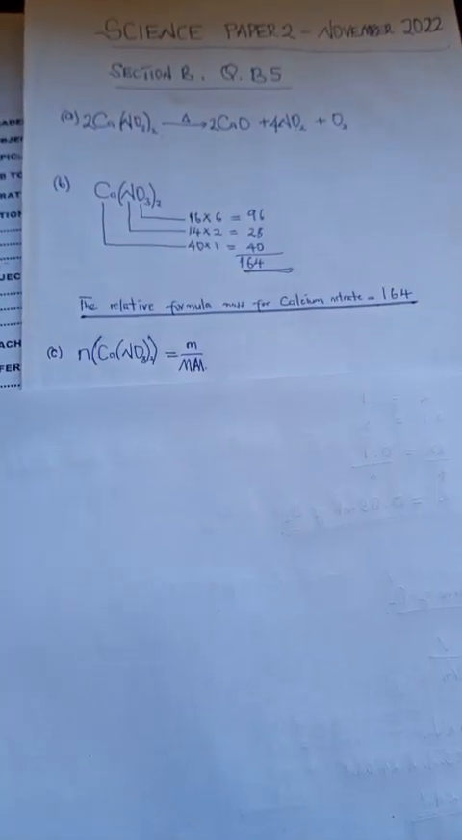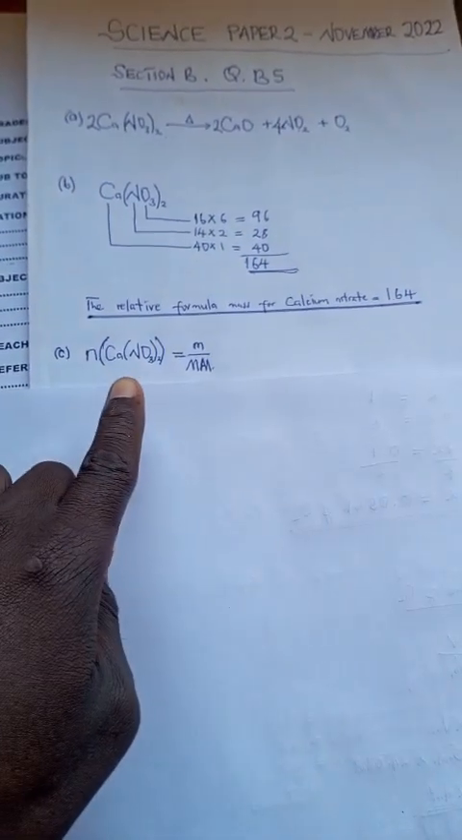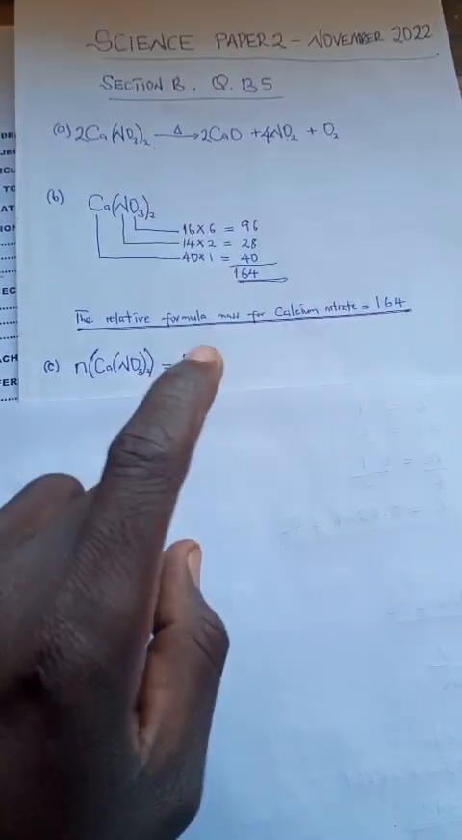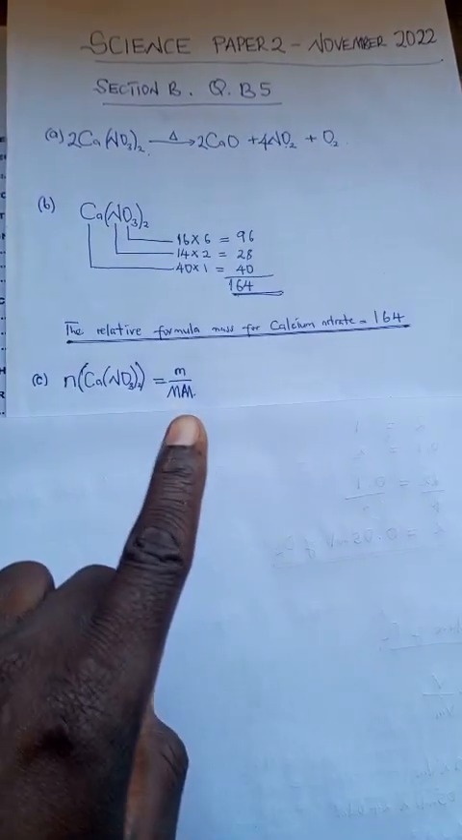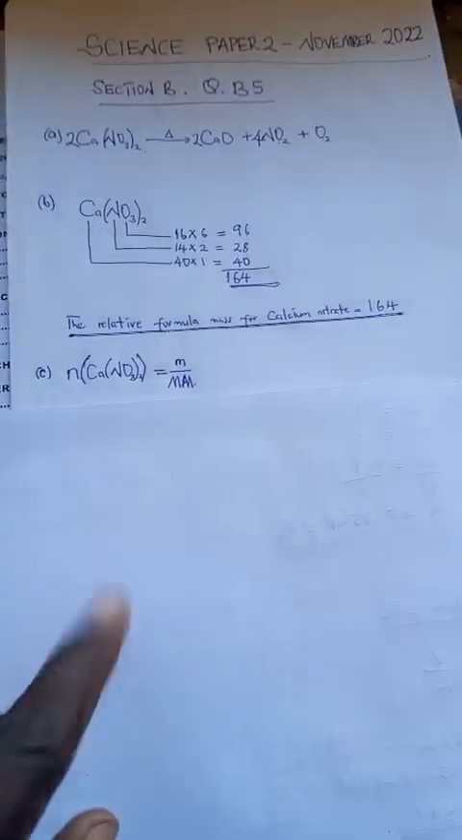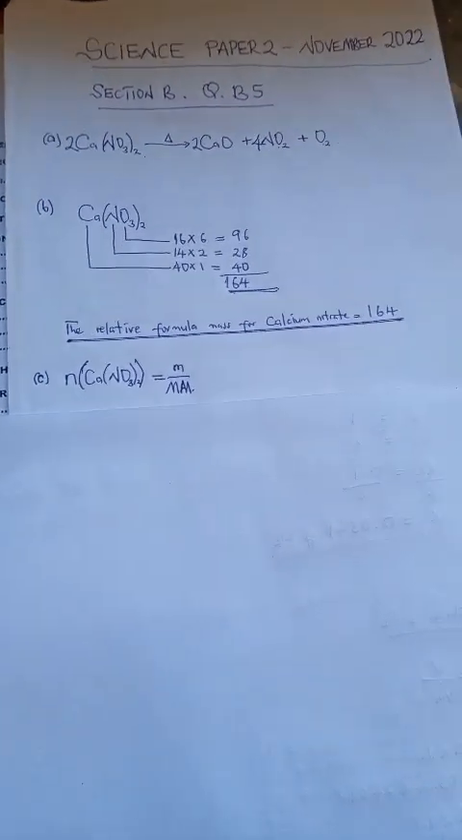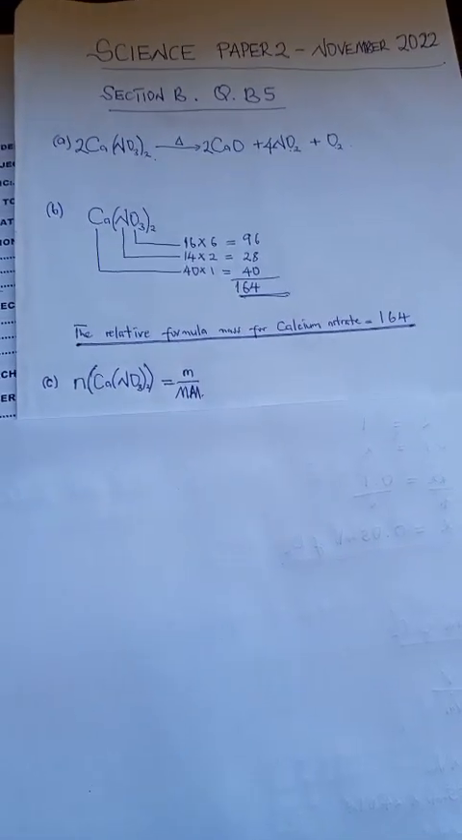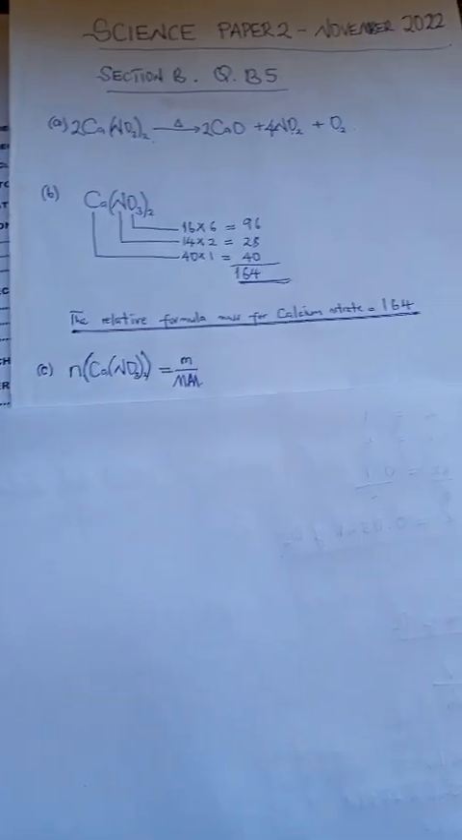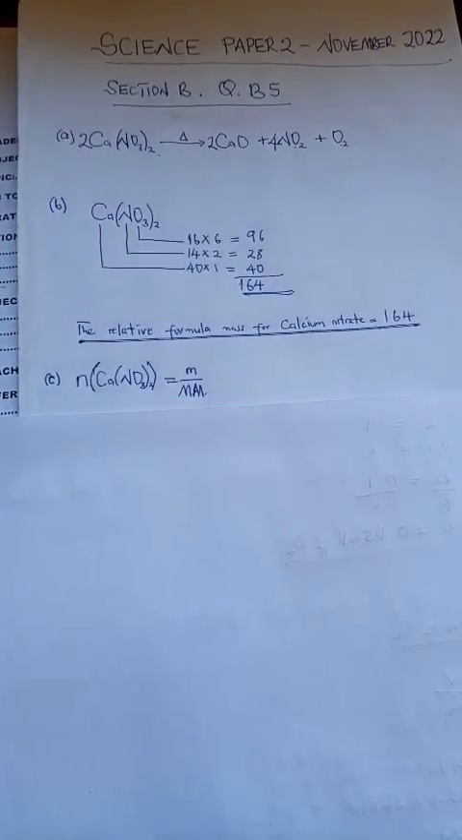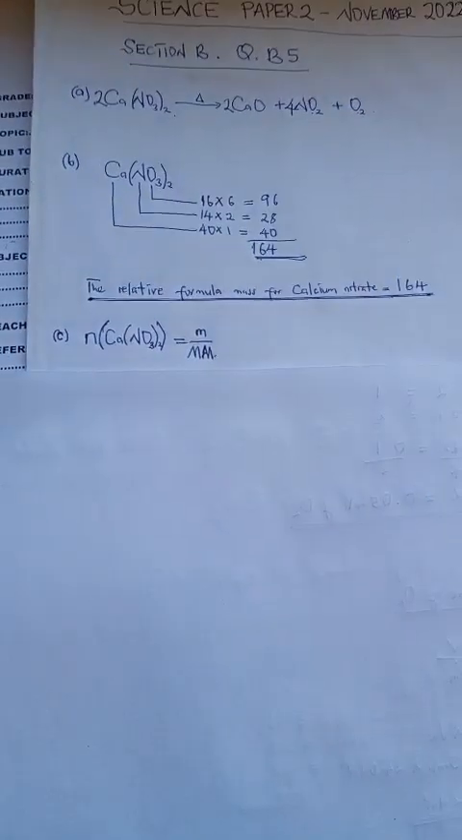And so this is the formula we're going to use. Number of moles of calcium nitrate is equal to the mass of calcium nitrate divided by the molar mass. Now, other people prefer to use relative molecular mass or relative formula mass. Some people use these interchangeably, but it's best to use what is supposed to be used. The molar mass is the relative formula mass or relative molecular mass expressed in grams per mole. Okay, so this is what we're going to do.